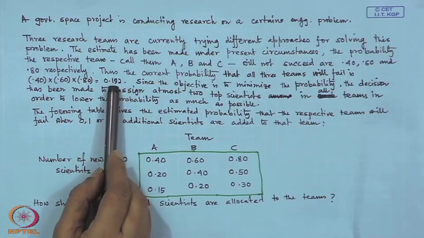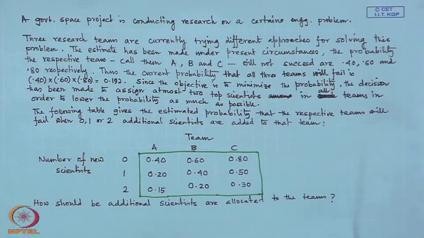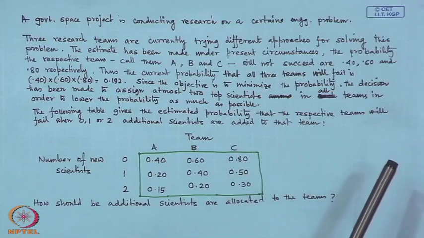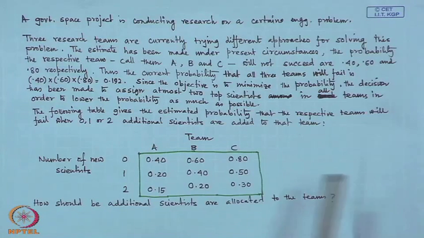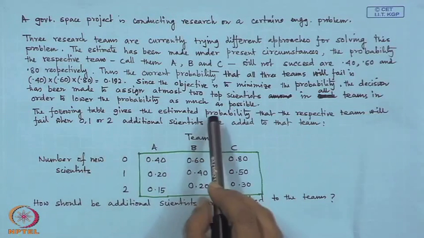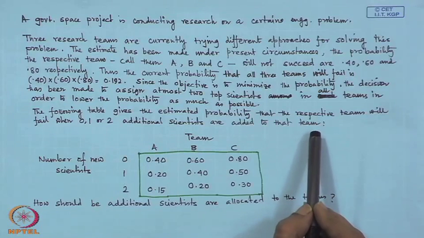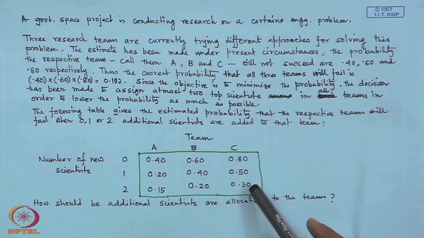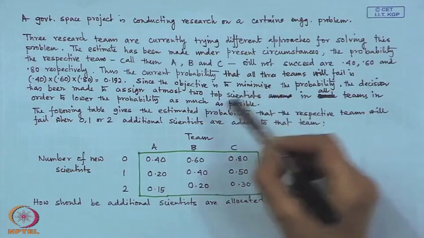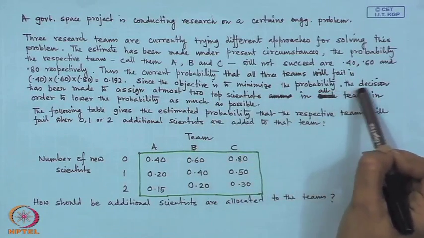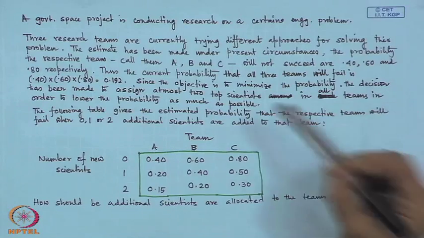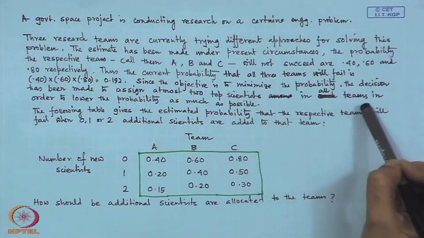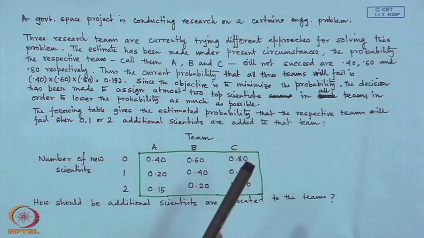Now, the organization wants to reduce this value, thus they wanted to introduce a few new scientists in this process, and at the most they can add 2 scientists in each team. The probability estimates are given here also. Since the objective is to minimize the probability, the decision has been made to assign at most 2 top scientists in all teams in order to lower the probability as much as possible.